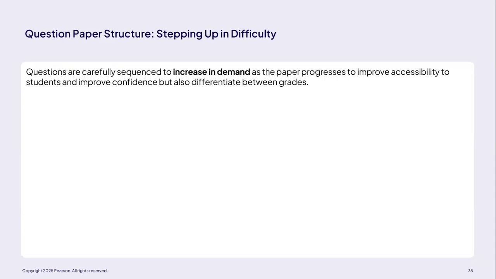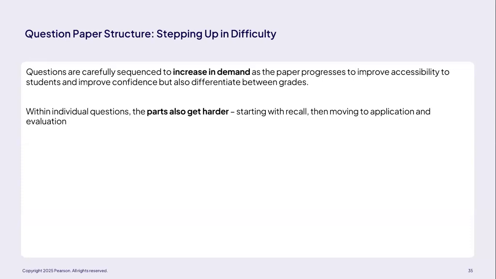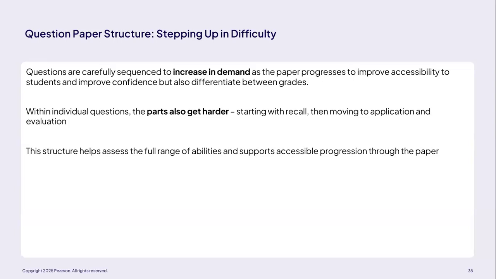When the questions are written, they are carefully sequenced, so each question as they work through it increases in demand, and also the paper increases in demand going from question 1 to question 8 or whatever. They're carefully sequenced to improve accessibility to students and improve confidence as they work through, but also to differentiate between the grades. And within individual questions, the parts also get harder, and many of them will start with recall, then moving to application and evaluation. This is to ensure that all questions have some parts that are accessible to all students. And this type of structure helps assess the full range of abilities and supports accessible progression through the paper.